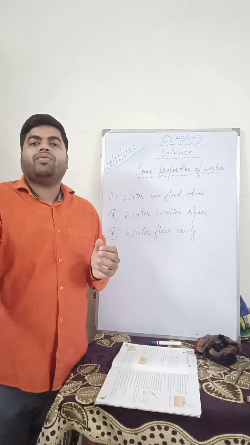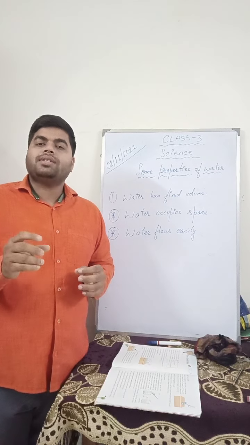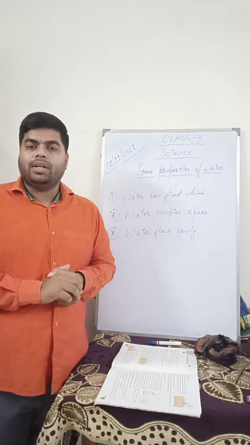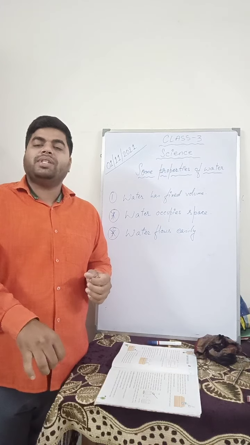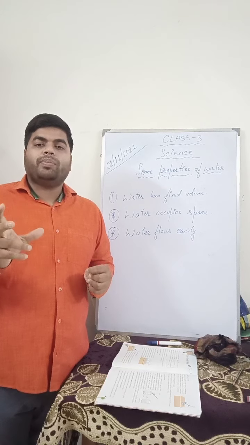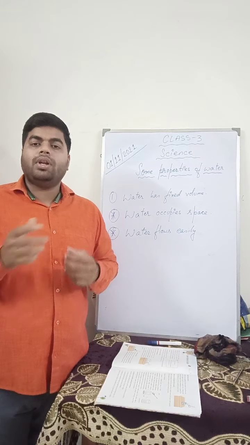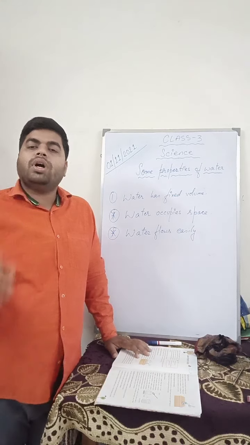Now water cannot flow from a lower level to a higher level unless a force is exerted on it. For example, when you pump water from inside the ground, it comes up. That is the pressure used by the submersible. So remember, water has the property to flow from a higher level to a lower level.